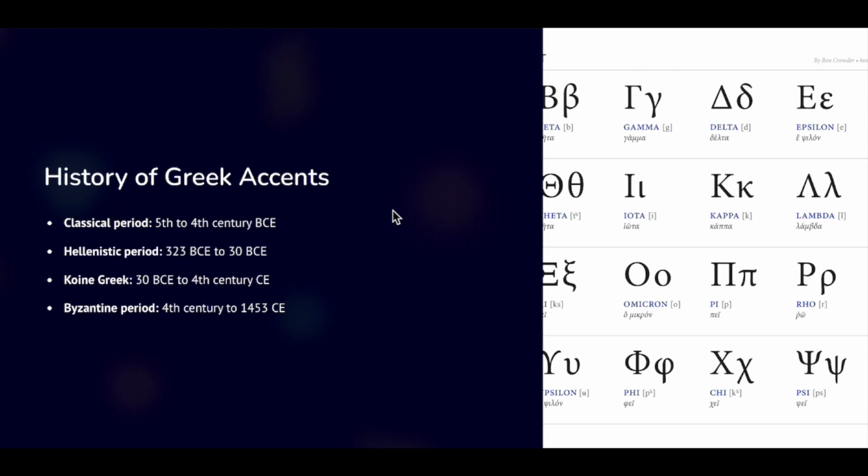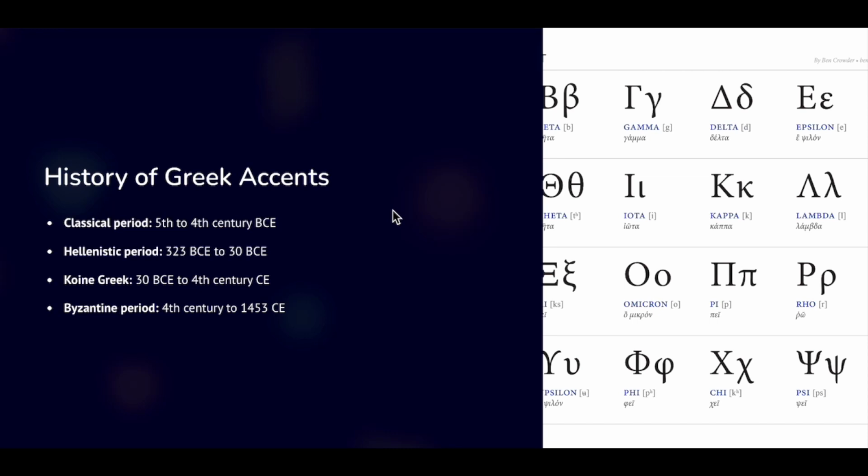The Hellenistic period refers to the time following the death of Alexander the Great in 323 BCE until the Roman conquest of Egypt in 30 BCE. It was a period of significant cultural, political, and intellectual developments across the regions influenced by Hellenistic Greek culture.